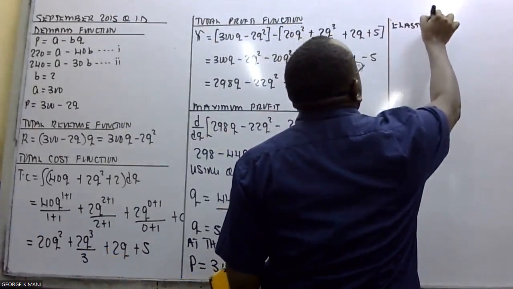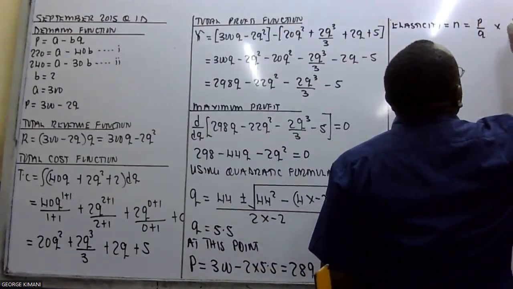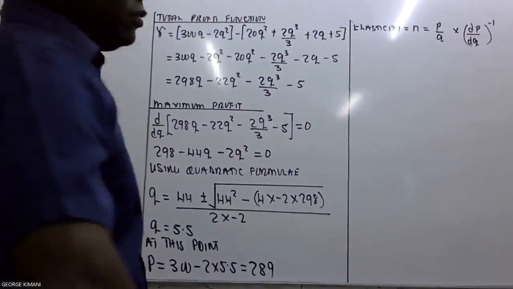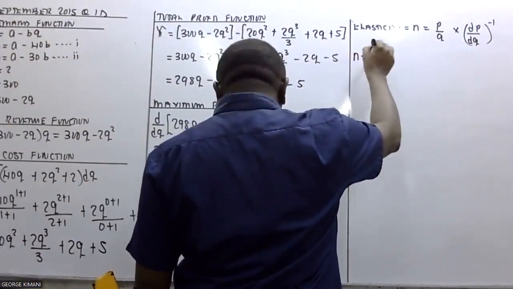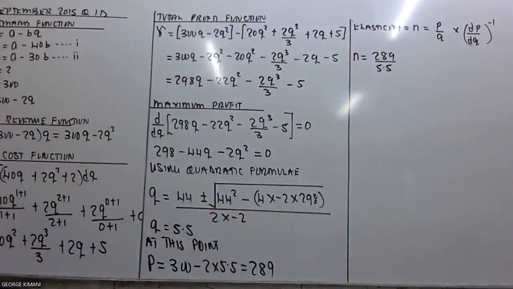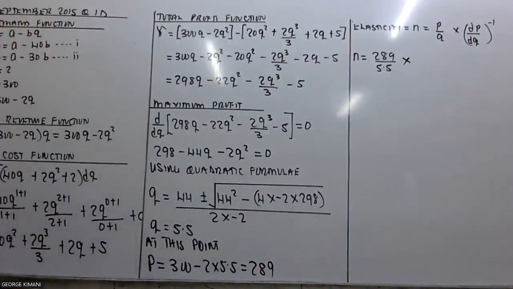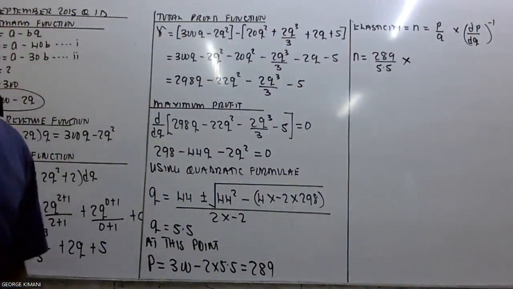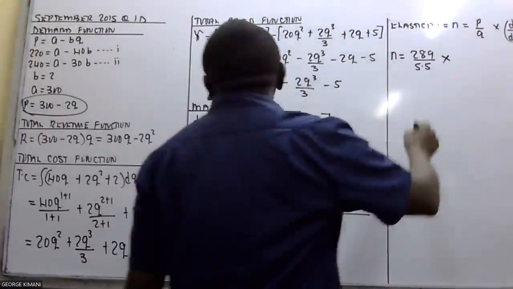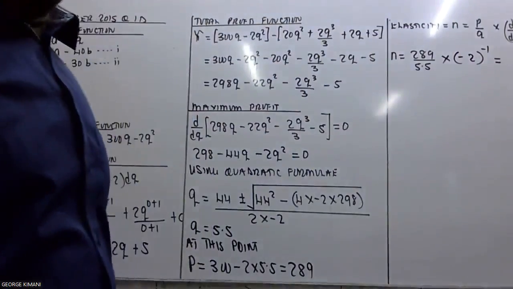Elasticity, which is normally given as N, is given as P over Q multiplied by the differential of P with respect to Q, raised to the power minus 1. So this proceeds to become N is 289 divided by 5.5. And the price function here, this one that we had of 300 minus 2Q, you differentiate it with respect to Q. So it's minus 2. So this minus 2, you raise it to a minus 1. That is what will give us the answer that we desire.